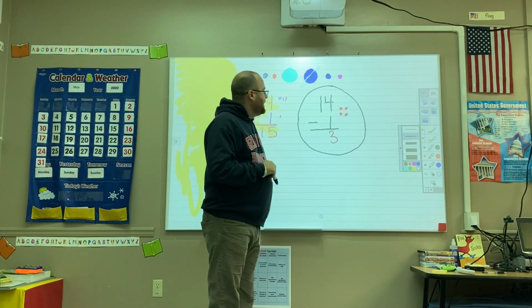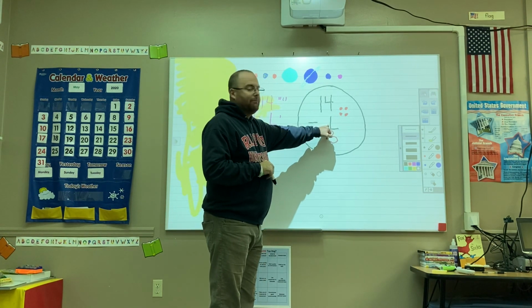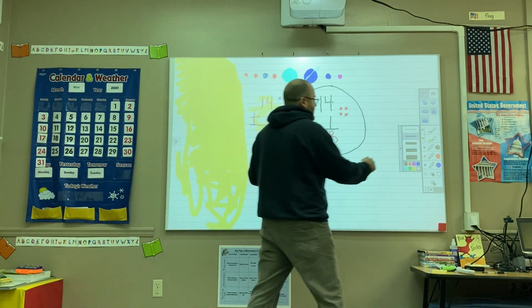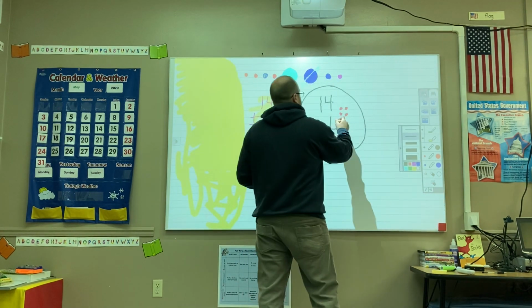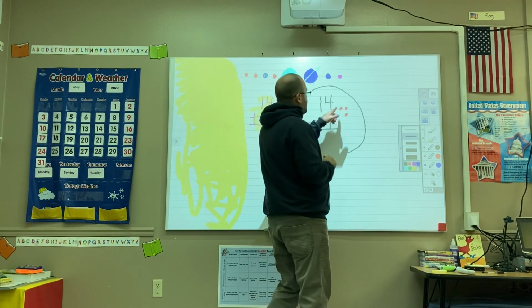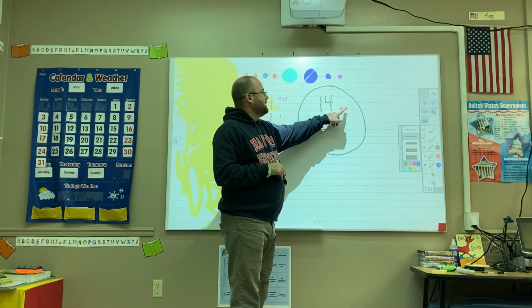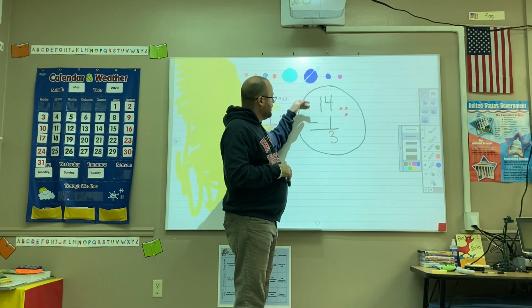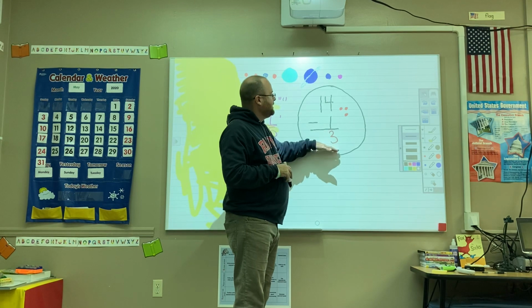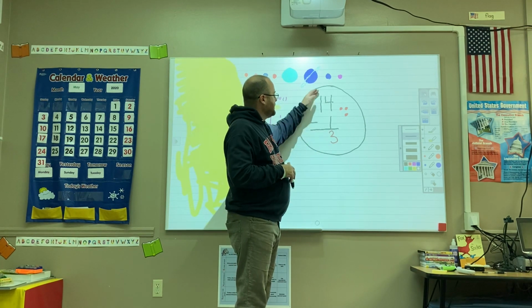Alright. And you need to take away how many? I need to take away 1 dot. 1 dot. And what does that give me? That gives me 1, 2, 3. 4 minus 1 gives me 3. All right, now I need to go to the tens place.